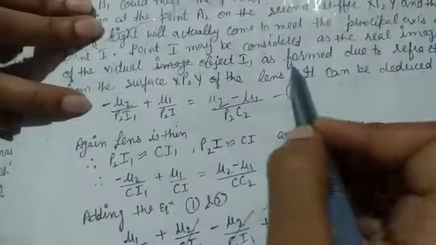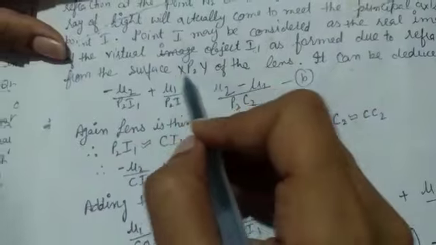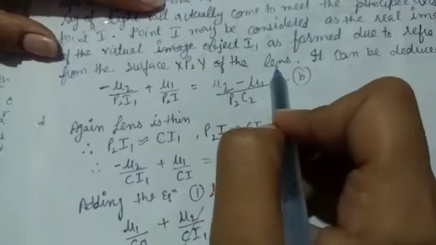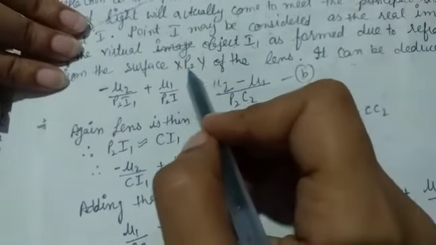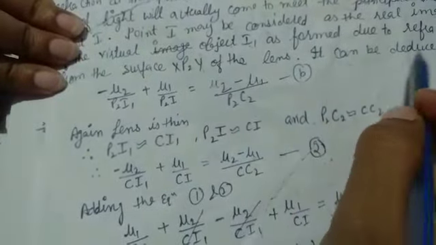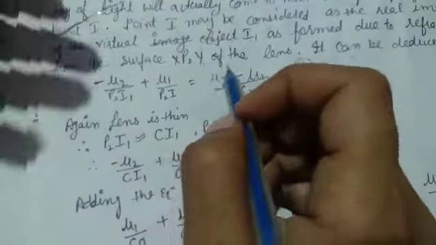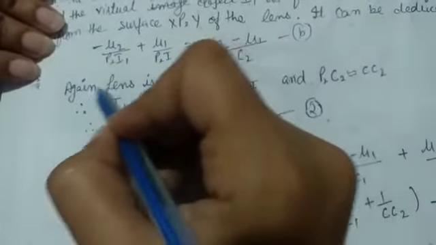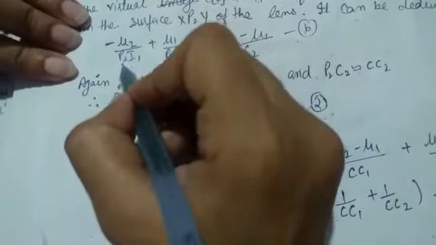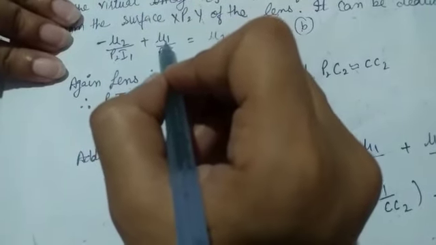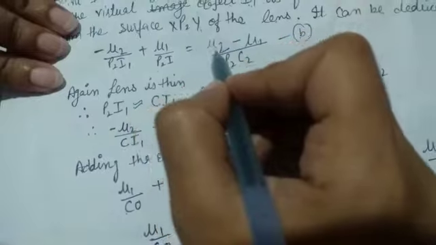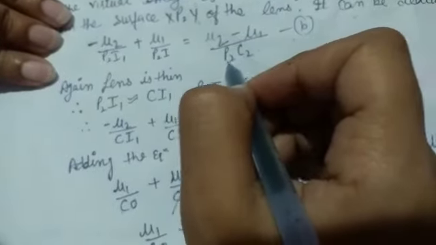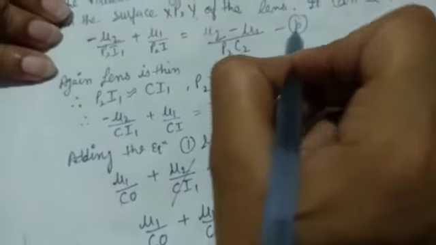Okay, so I may be considered as the real image of the virtual object I1 as formed due to refraction from the surface XP2Y of the lens. In this XP2Y surface it can be deduced that, for the surface XP2Y, we have the equation: -μ2 upon P2I1 plus μ1 upon P2I equals μ2 minus μ1 upon P2C2, and give it number b.